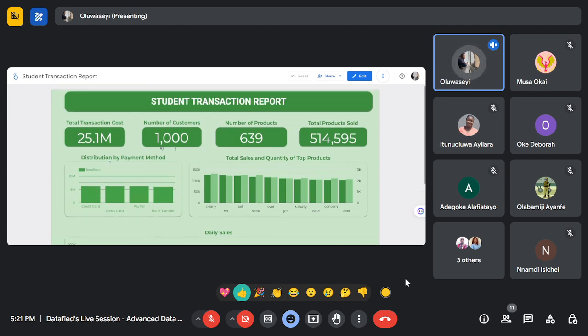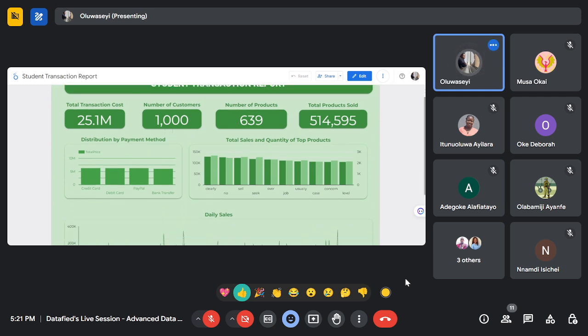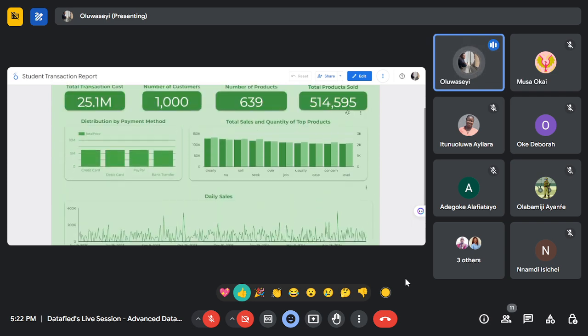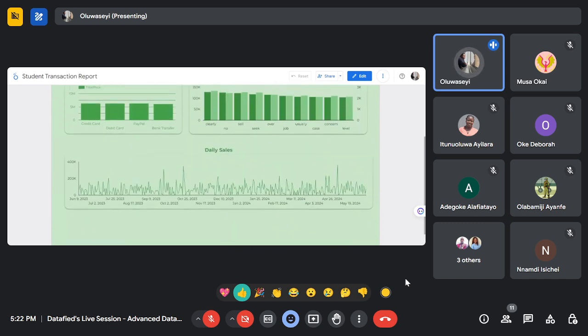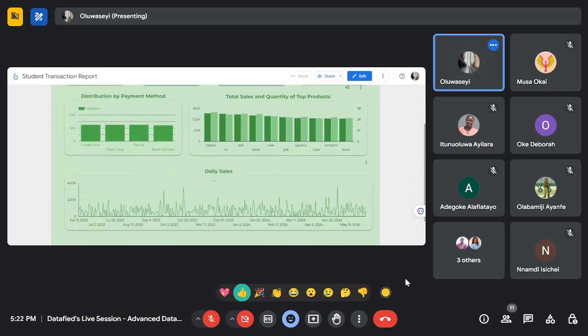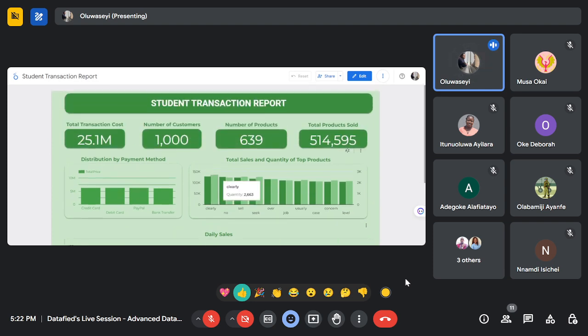I have my total transaction cost. I have my number of customers, number of products, distinct products, total products that was sold in the time. I didn't add any slicer to this because of time, but we can always slice by whatever I want to slice by on this dashboard. But before then, let me continue.